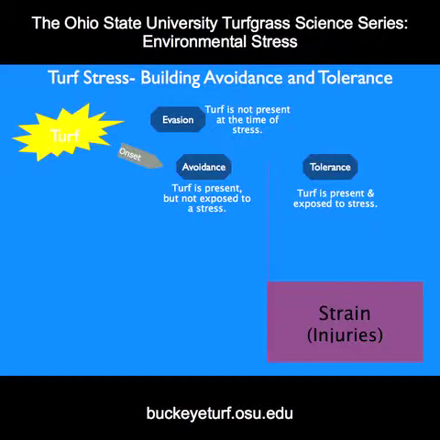Avoidance is the primary means a turf survives a stress. For example, a turf may not be exposed to a lethal cold temperature because it is under a blanket of snow, avoiding direct exposure to this temperature.